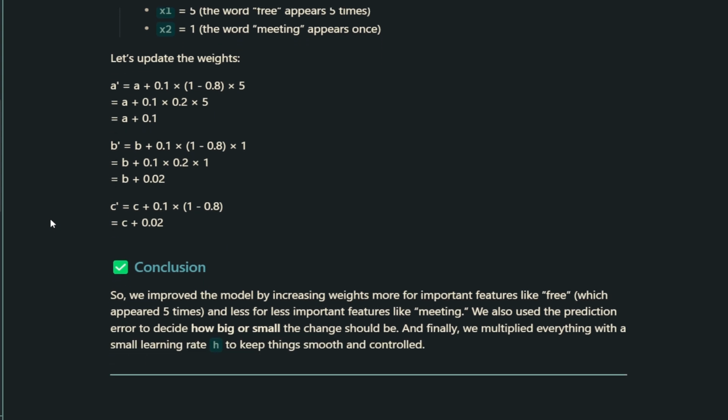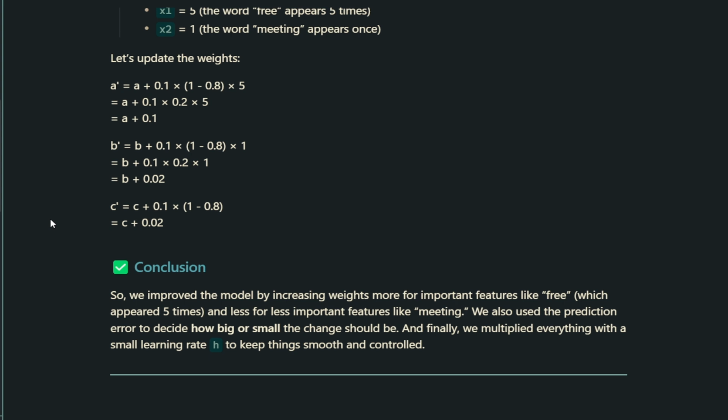For weight A, linked to free, A dash is equal to A plus 0.1. So the weight for free increases by 0.1. For weight B, B dash is equal to B plus 0.02. So the weight for meeting increases by only 0.02. For the bias C, C dash is equal to C plus 0.02. The bias increases slightly by 0.02.